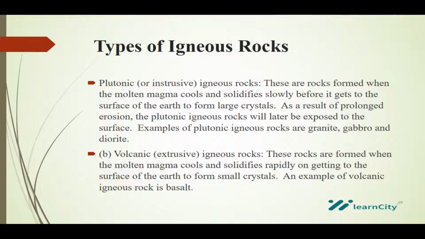For the volcanic or extrusive igneous rock, these rocks are formed when the molten magma cools and solidifies rapidly on getting to the surface of the earth to form small crystals. For the plutonic, it cools and solidifies slowly before it gets to the surface and forms large crystals. But for the volcanic, it cools and solidifies rapidly, getting to the surface of the earth to form small crystals. An example of volcanic igneous rock is basalt.